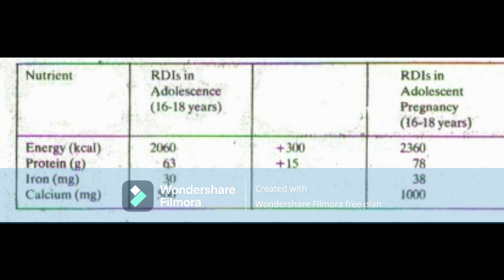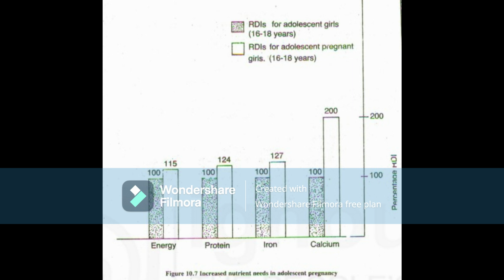Now, for comparison's sake, suppose we assume that the adolescent girl's additional nutrient needs remain the same as that for an adult woman in pregnancy. Look at the chart. Look at the screen for table content. We have listed only 4 nutrients here. But this shows the sharp increase in nutrient needs if the adolescent girl becomes pregnant. Figure 10.7 uses bar graphs to highlight this aspect. Figure 10.7 Increased nutrient needs in adolescent pregnancy. Look at the screen for table content.